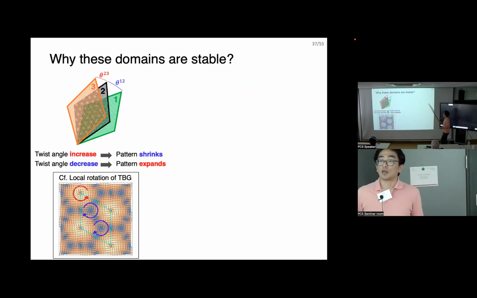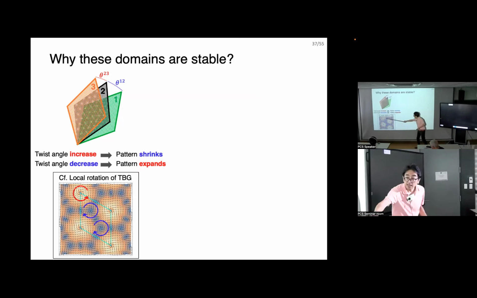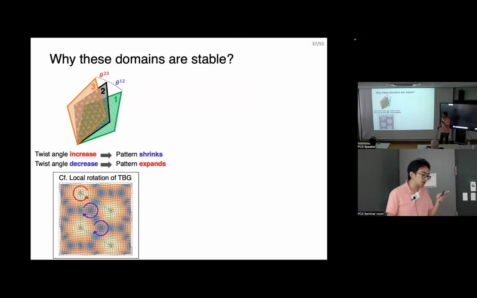Again, I hope you remember that in the bilayer case, they try to minimize the AA structure by increasing the local rotation. And AB and BA are opposite. So in the trilayer case, they are trying to do the same thing. But the point is, layer 2, the middle layer, is shared by Moiré 1 and Moiré 2, 3. So you have some sort of frustration.